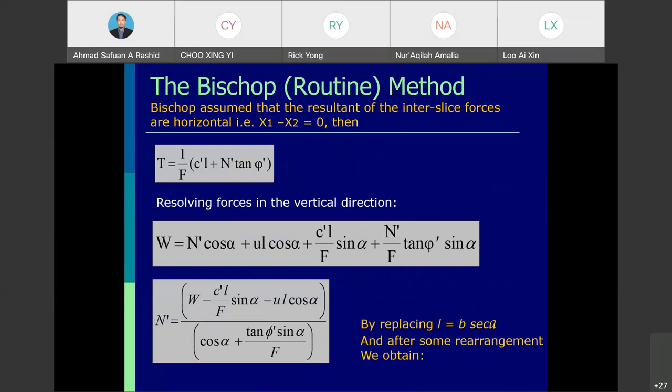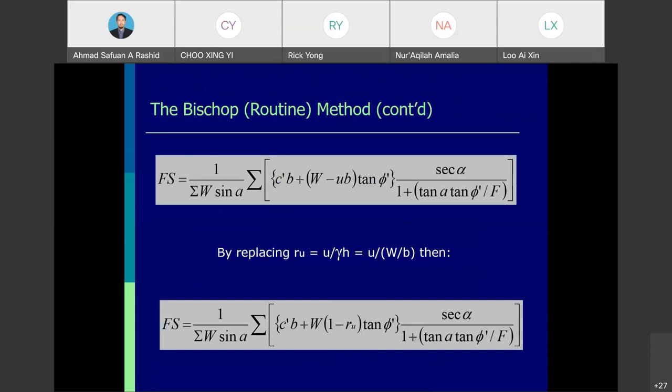Another approach was made by Bishop. Bishop assumed that the resultant of the interslice forces are horizontal, whereby X1 minus X2 is equal to zero. From there, another modification was made by Bishop. This is a major modification, whereby at the end, to solve the approach by Bishop, we need to do a trial and error approach.